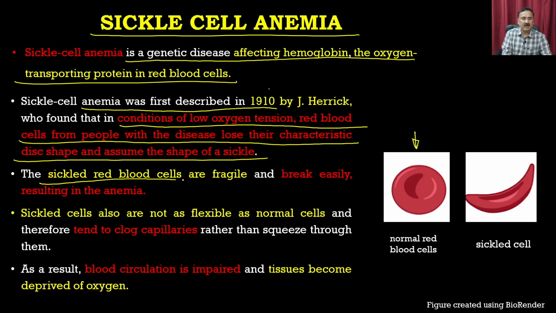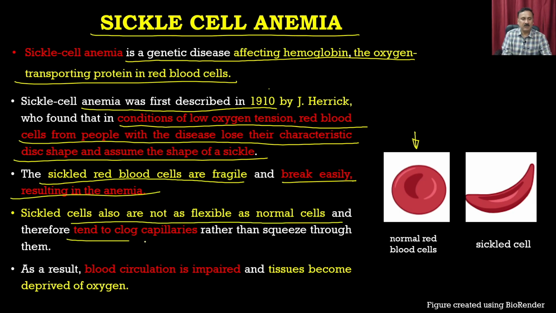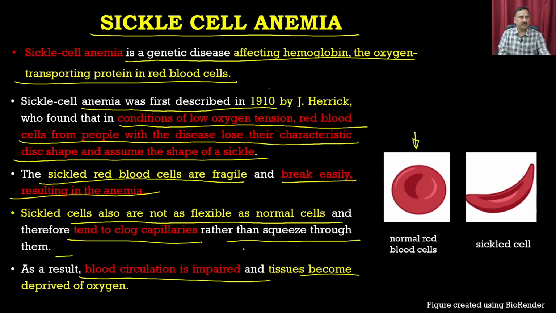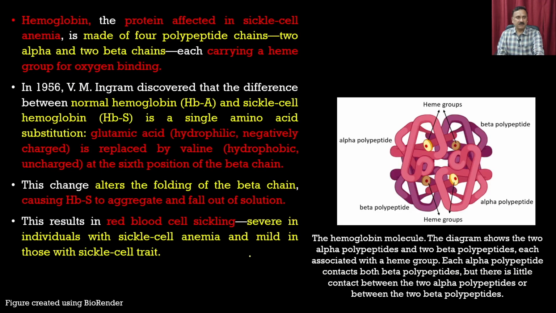The sickle red cells are fragile and break easily, resulting in anemia. Sickle cells are not as flexible as normal cells, and therefore they tend to clog capillaries rather than squeeze through them. As a result, blood circulation is impaired and tissue becomes deprived of oxygen. So these are just details of sickle cell anemia, where you have mutations in the hemoglobin structure, and as a result it changes the morphology of the RBCs.